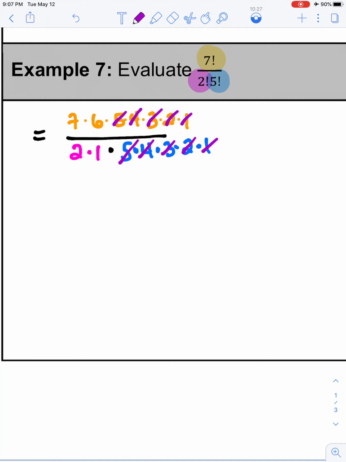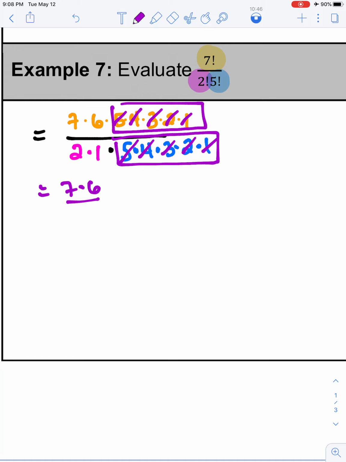So right away I see that the 5 factorial here cancels with a majority of the 7 factorial, right? There's a lot of commonalities there. They share 5 factors. So that cancellation leaves us with 7 times 6 divided by 2 times 1, but I'm going to go ahead and write that just as 2.